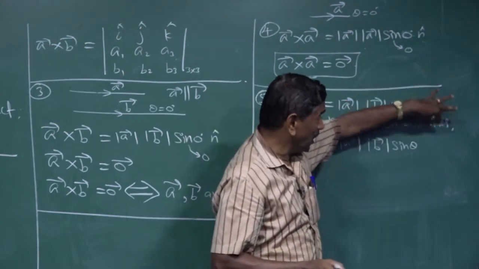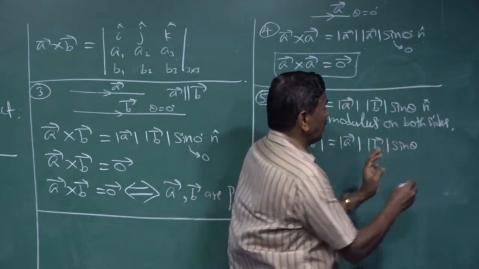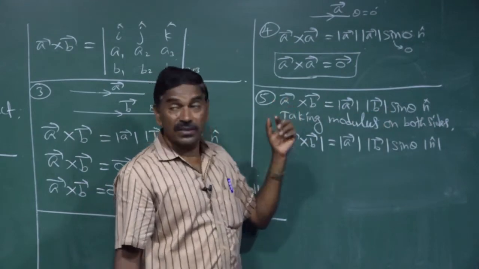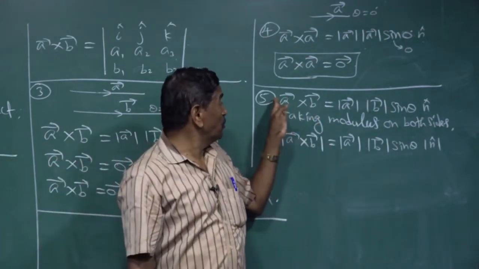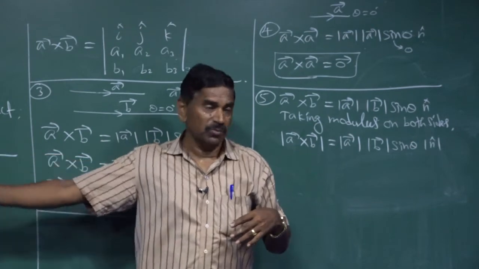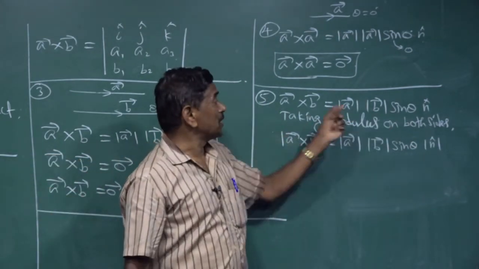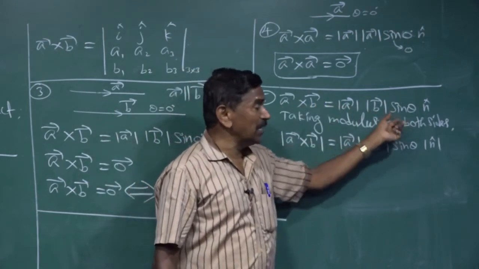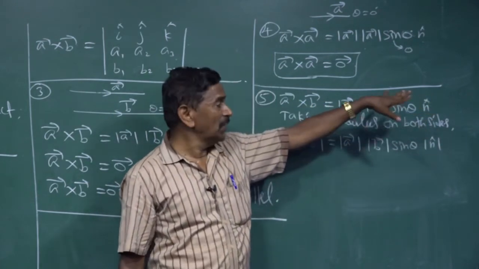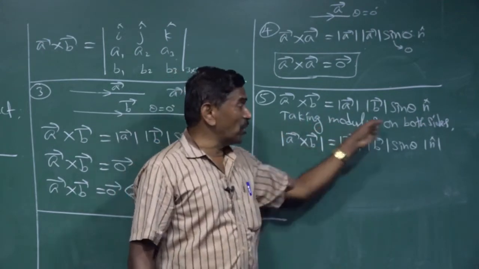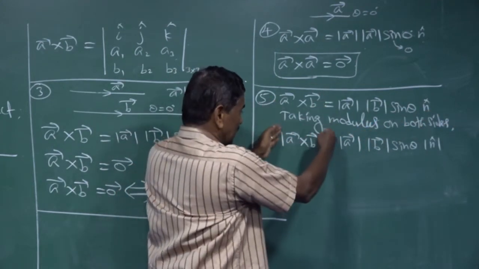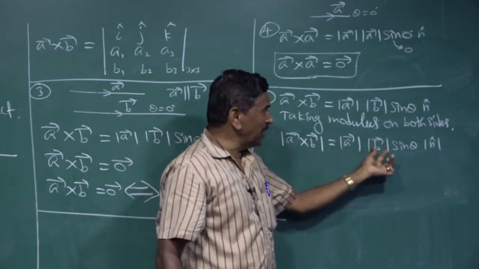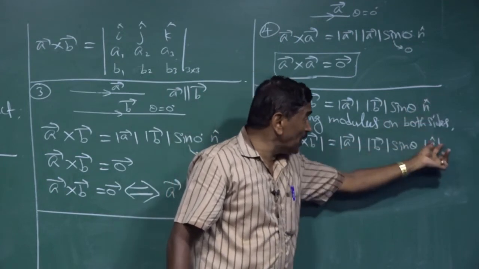So here I want to take modulus of n cap. Listen again. By the definition of cross product, the first line only, I am writing. The fifth one is taken from the first one. By the definition of cross product, A vector cross B vector equals modulus A vector into modulus B vector into sin theta into n cap. Now, taking modulus on both sides, modulus A vector cross B vector is equal to modulus A vector into modulus B vector into sin theta into modulus n cap.